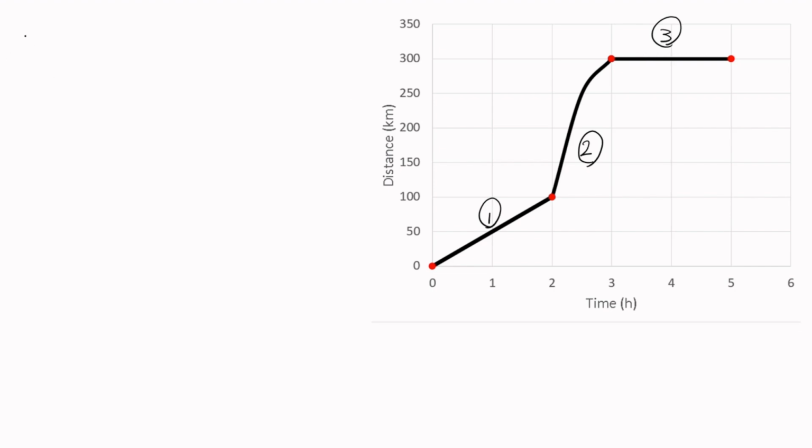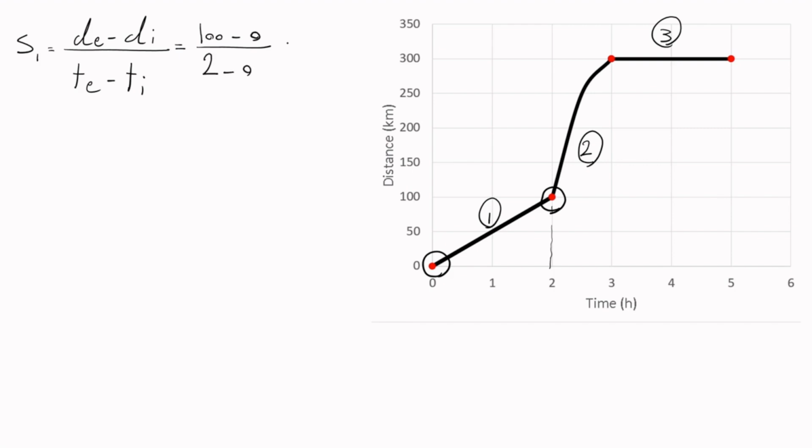Okay, let's start. S1 is equal to d of ending point minus d of initial point over t of ending point minus t of initial point. This is the initial point of the first part, and this is the ending point of the first part. The distance of the ending point of the first part would be 100 minus 0. And the t of ending point would be 2 minus 0. It's going to be 50 kilometer per hour.